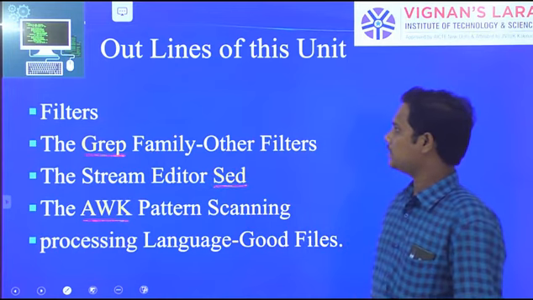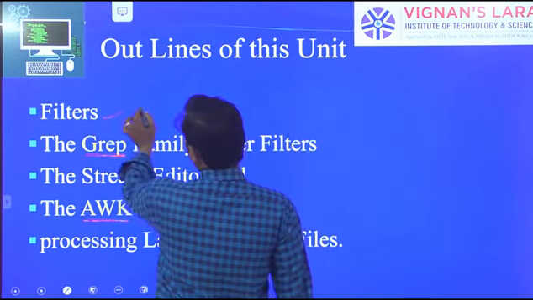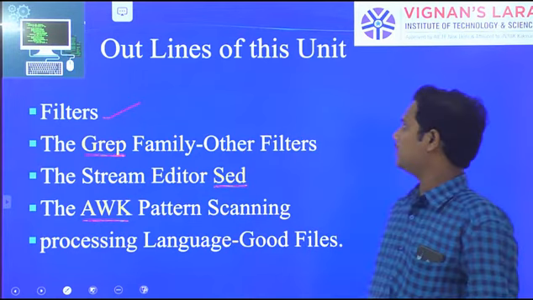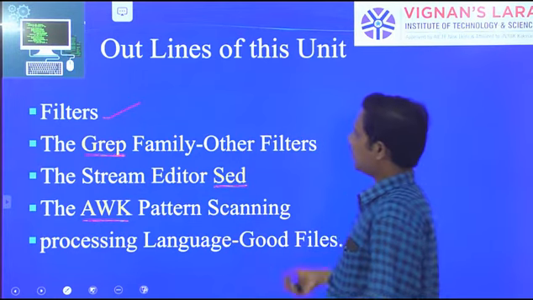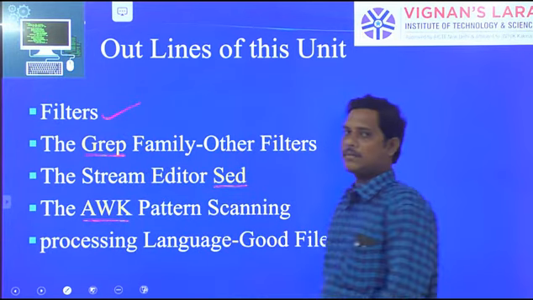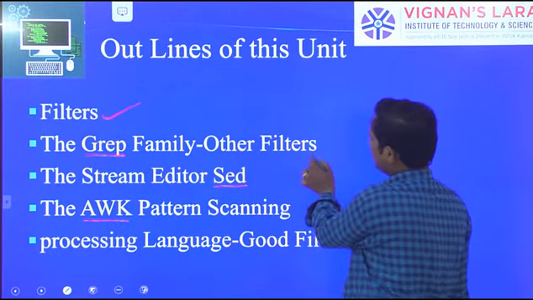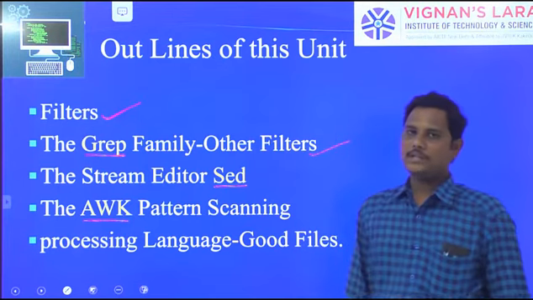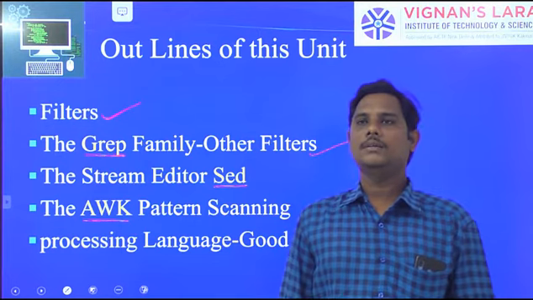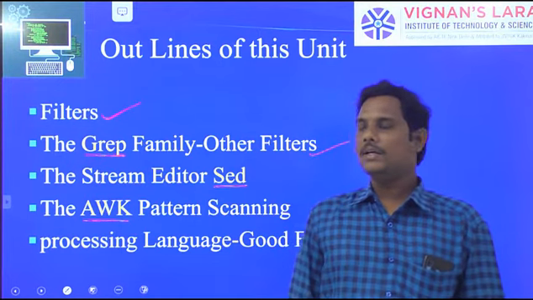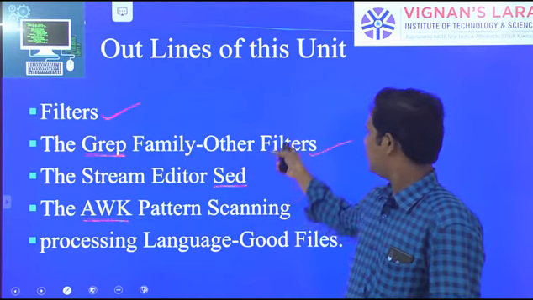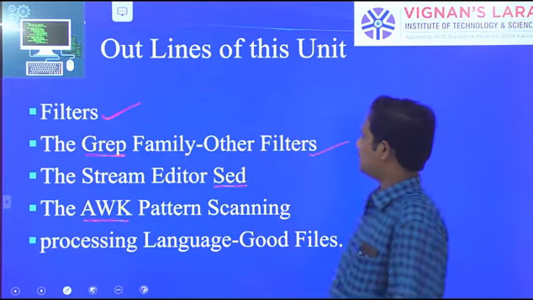So first we will discuss the filter, and after that we will discuss the remaining topics. In the fourth unit, these are the topics available. First, what is a filter and why we are using filter commands. Next is the grep command. What is the grep command? The grep command contains a small family. This family contains egrep and fgrep. We will discuss them later.